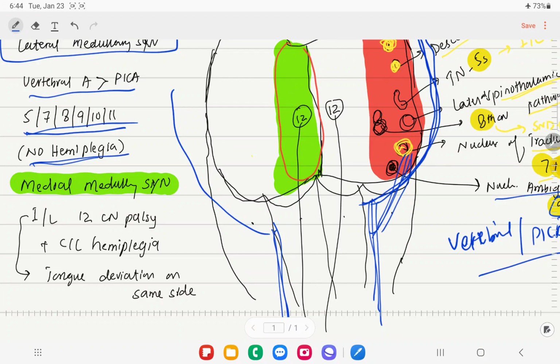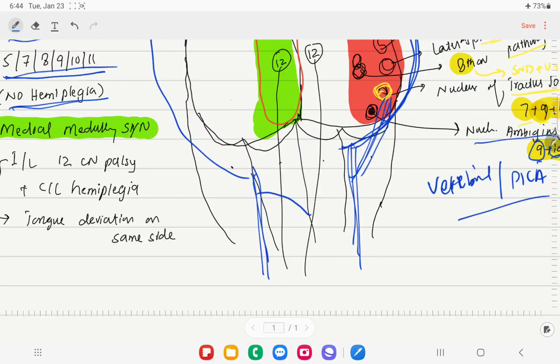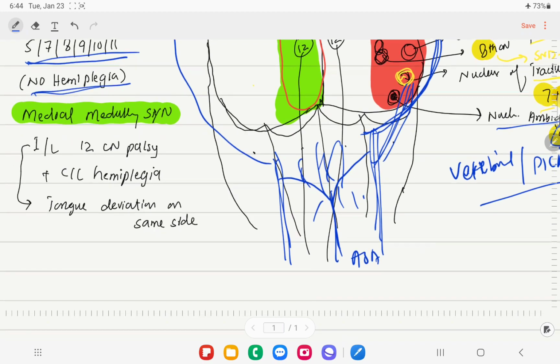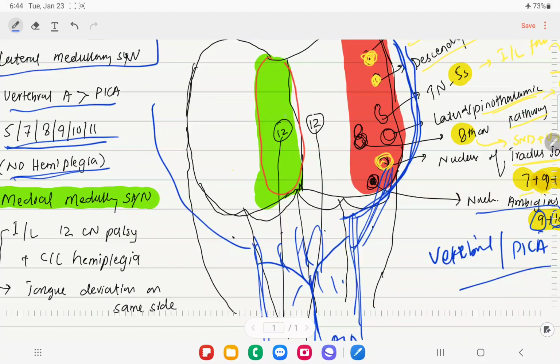And there is another artery. From both of the vertebral arteries, we have another artery called the anterior spinal artery. This is going to supply the medial aspect of the medulla. So what's going to happen? On the medial aspect, we have only one cranial nerve present here, and we'll have these structures called the pyramids.